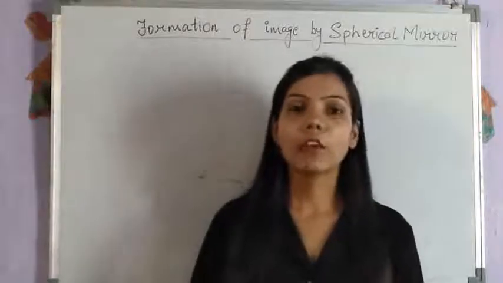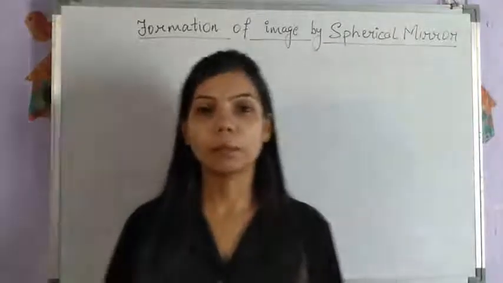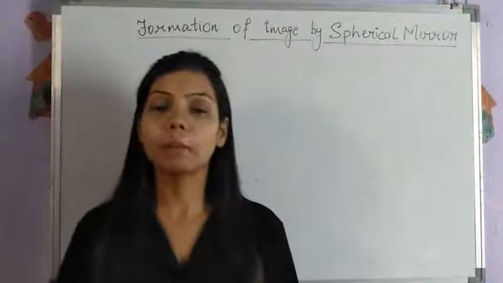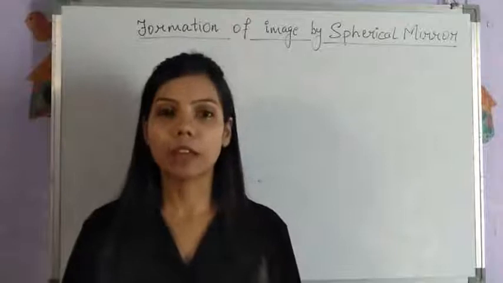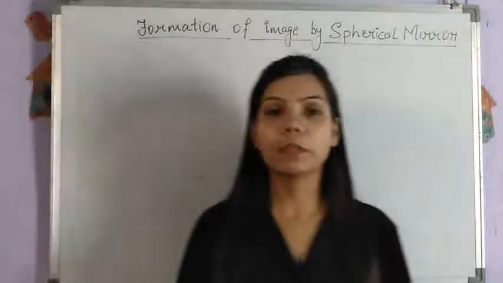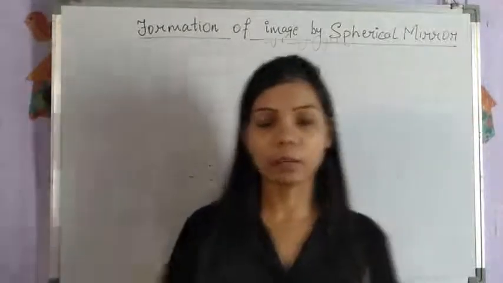Everyone. Till now we have been looking at the formation of image and its property formed by a plane mirror. A plane mirror is the mirror whose reflecting surface is flat. Now we will take up the formation of image by spherical mirrors.